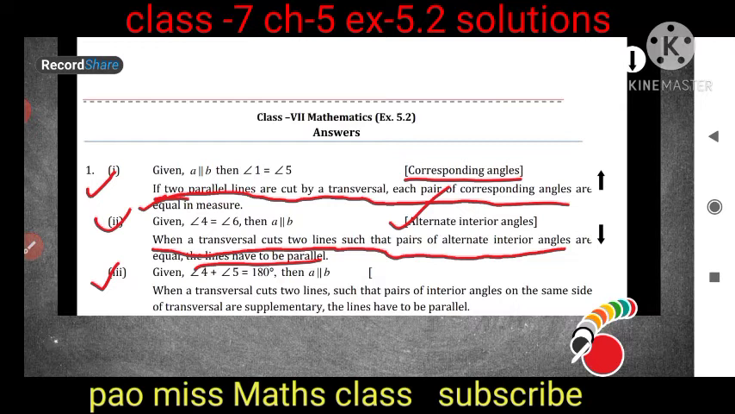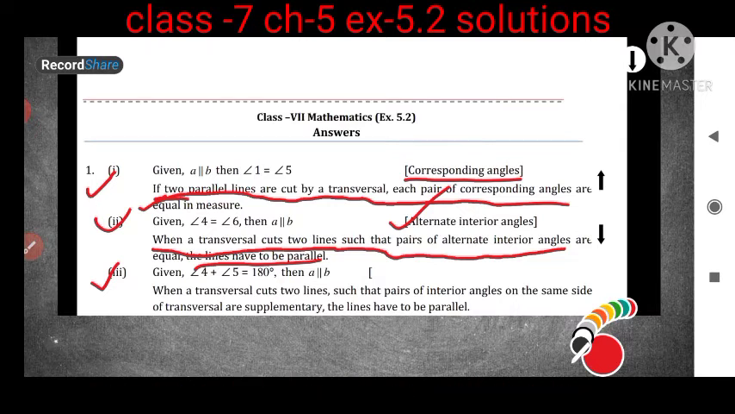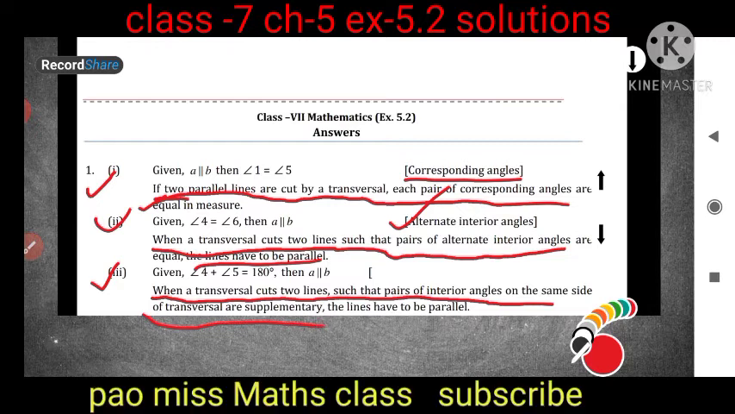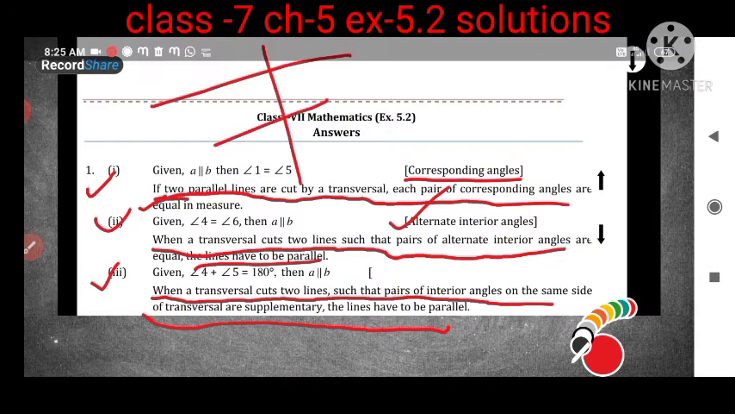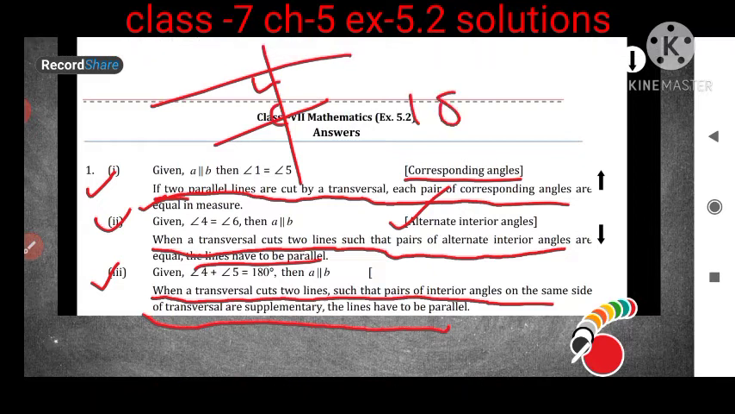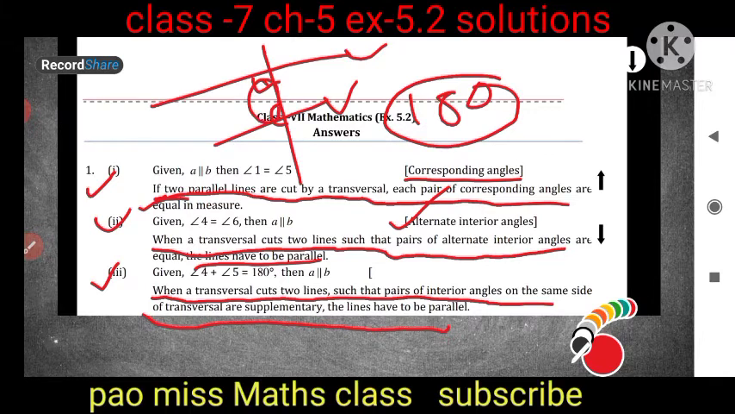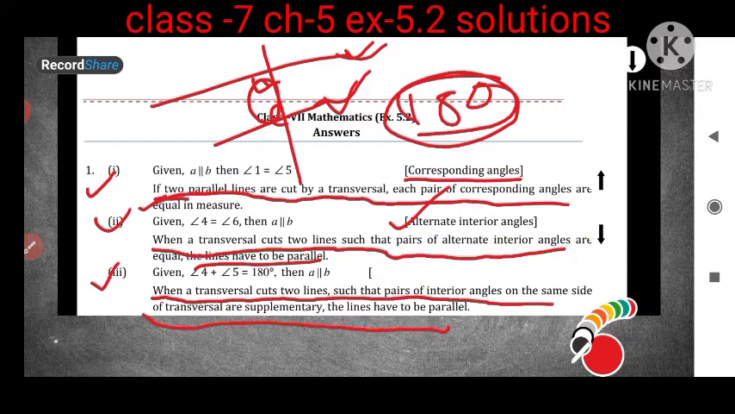Now the third answer: angle 4 and angle 5 sum to 180 degrees and the lines are parallel. That means when a transversal cuts two lines such that the pair of interior angles on the same side of the transversal are supplementary, then the lines have to be parallel. So if it is given that interior angles on the same side of the transversal are 180 degrees, then we know that these two lines are parallel. If you sum these two angles and you do not get 180 degrees, that means these two lines are not parallel. How do you check whether two lines are parallel or not? Just check the measure of the interior angles on the same side.